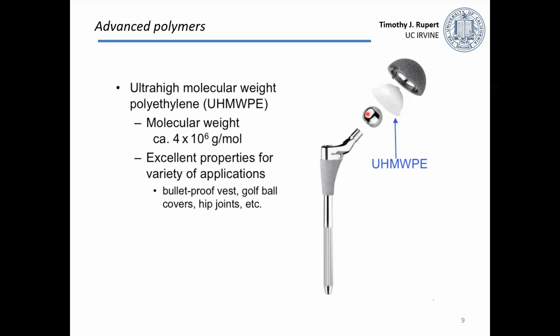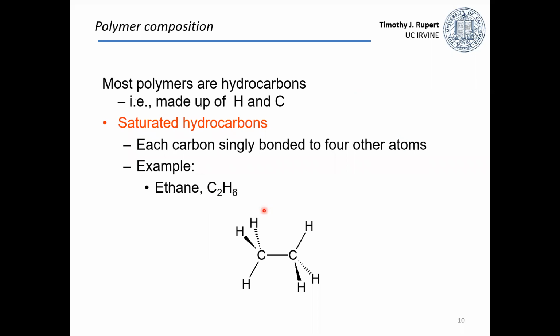So the metal socket or metal ball goes into this socket. And the reason is that this thing has low friction coefficient. So you can find lots of examples, things like hip joints, bulletproof vests, golf ball covers, that can give you wide property ranges that can be used in many applications. So one of the first ways we can start to describe the structure of a polymer is by the composition of the polymer, okay? So let's start by thinking about some of the basics.